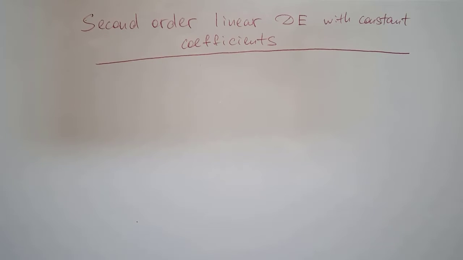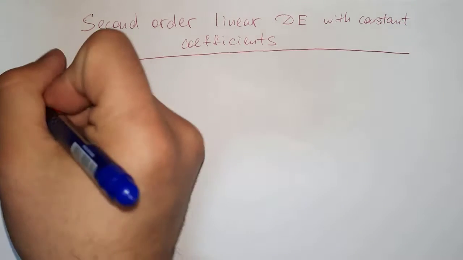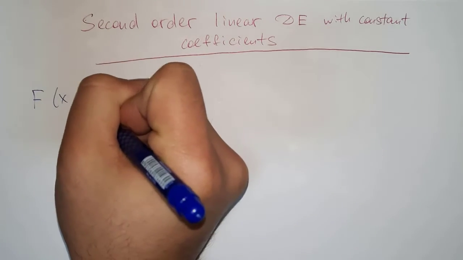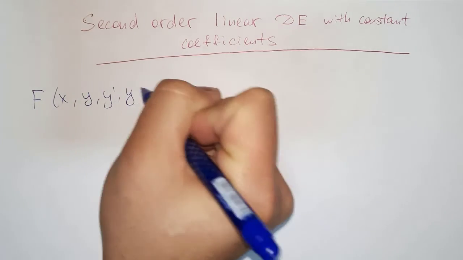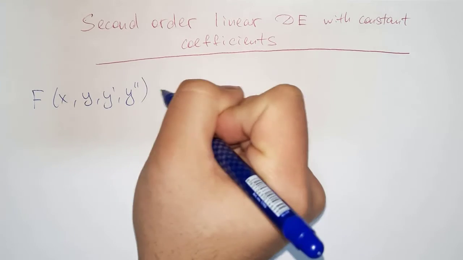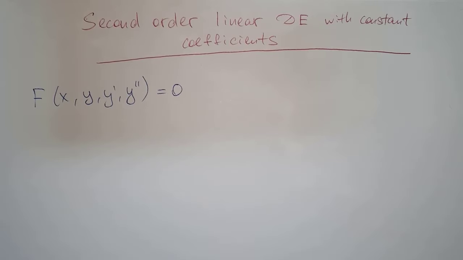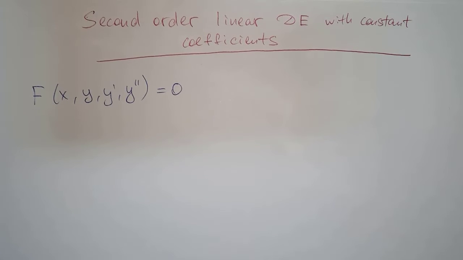Firstly, I want to give a definition of a second order differential equation. This is a differential equation written in general form F(x, y, y', y'') = 0. We call this a second order differential equation, where F is a function of the given arguments.